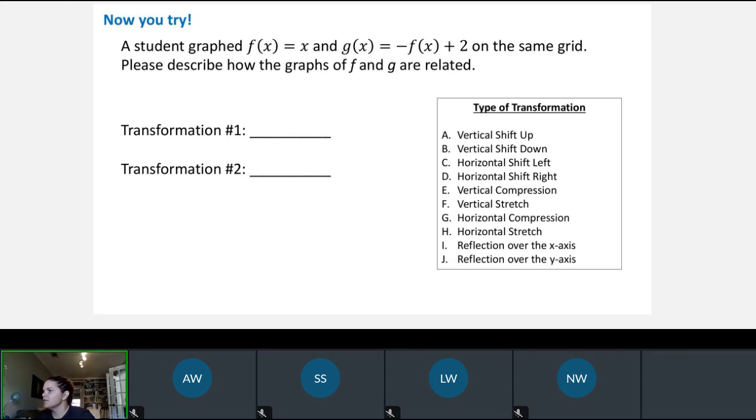Good, Nola. That's perfect. Anybody else got it? Can anybody give me a guess? What two letters do you think? What are the transformations? So we need to figure out, what does this negative mean? And what does the +2 at the end mean? Even if you just know one of them, that would be fine.